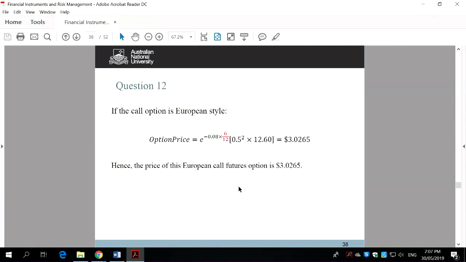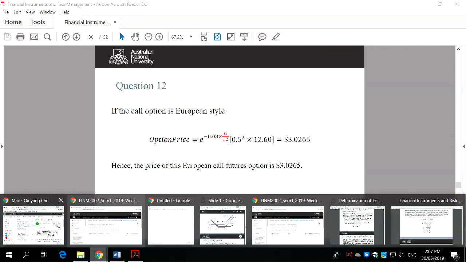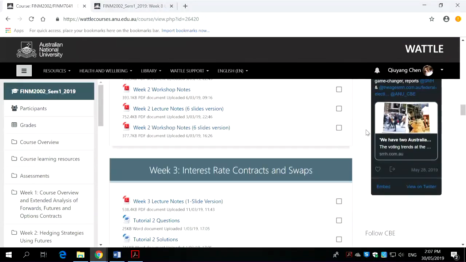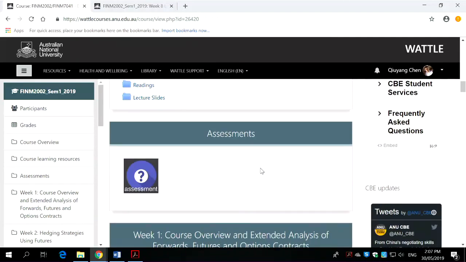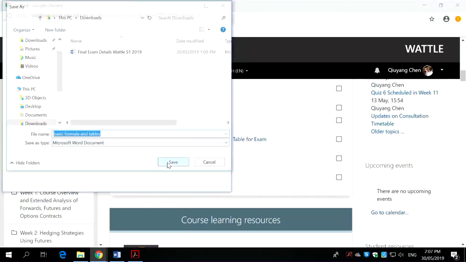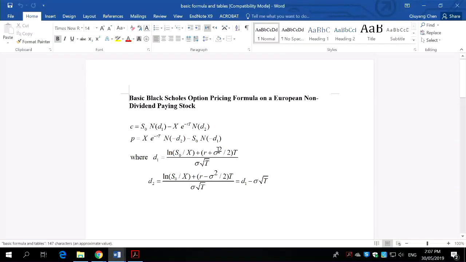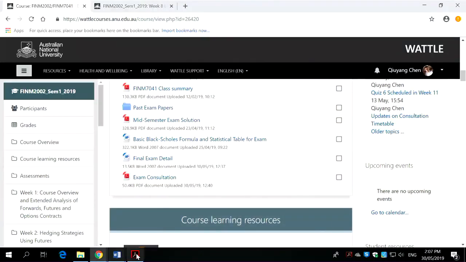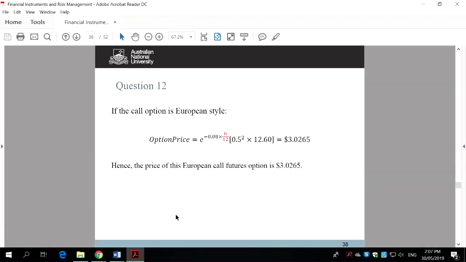Any other question related to question 12? Basically, the only formula you will get in the exam is this one here, on your formula sheet. That's the only formula you will get. Any other question before we move on?